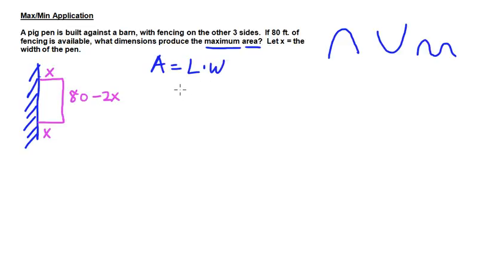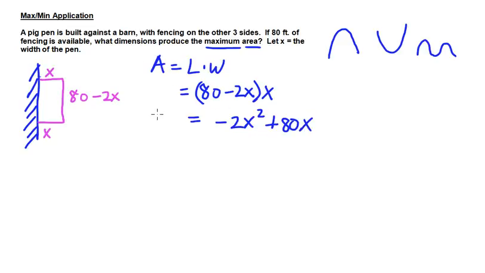But based on the quantities that we have, the length we know is 80 minus 2x, and the width is just x. So we can multiply this out, and I'm going to put these in descending order. Negative 2x times x gives me negative 2x squared, and then the other term is a positive 80x. And when I write out this function, I can call it A, but this function is dependent on the variable x, so I'll designate it as A of x, and that is my area function.